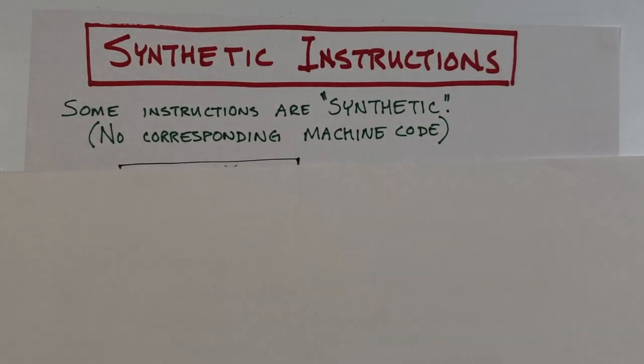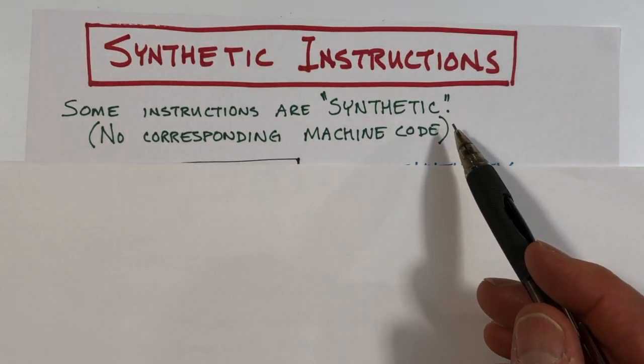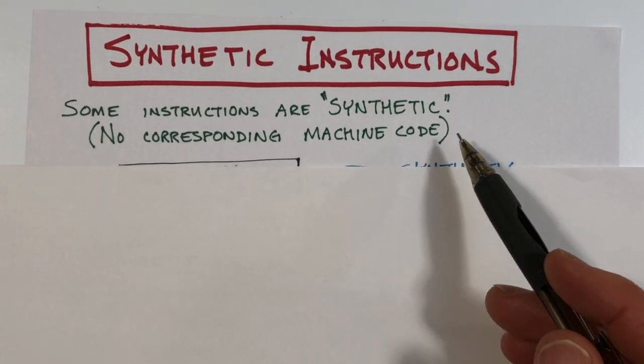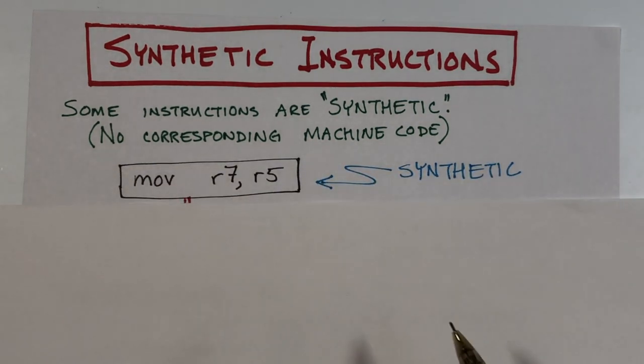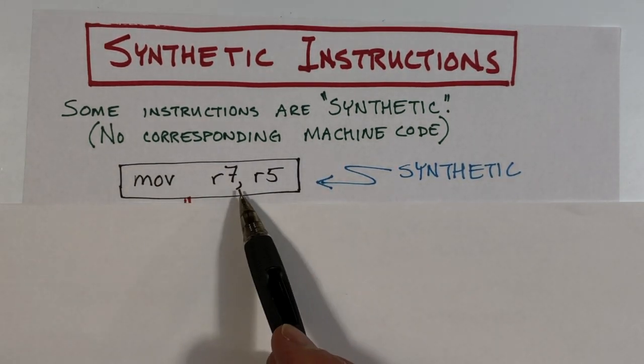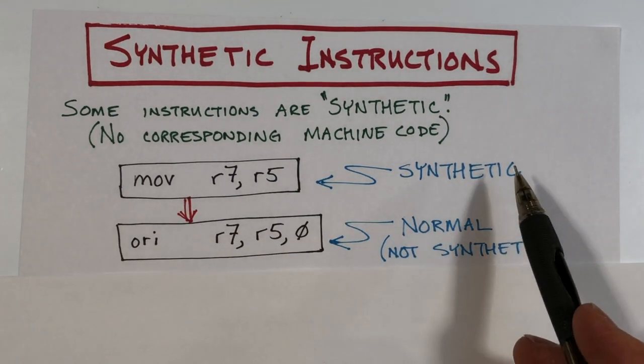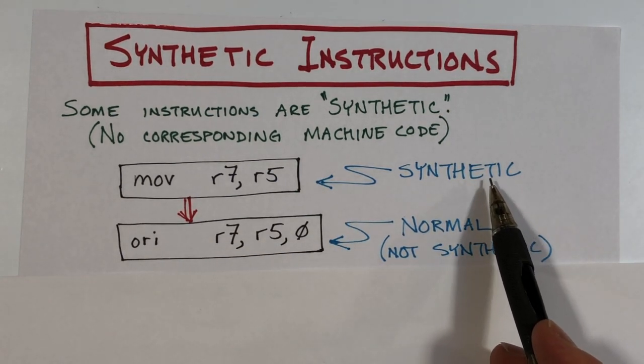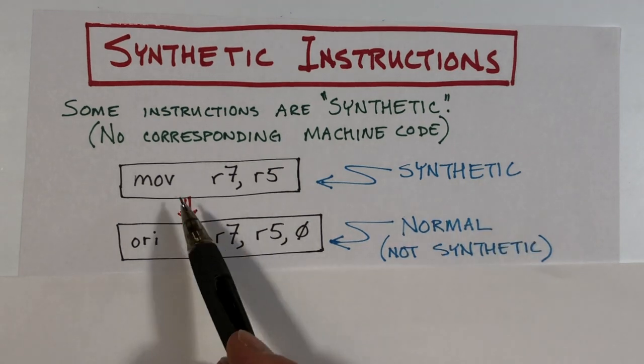Now let's take a look at synthetic instructions. It turns out that some instructions are said to be synthetic. That is, there is no corresponding machine code for these instructions. So we saw one example already, the move instruction. And it turns out that's actually a synthetic instruction. There is no corresponding machine code for move.